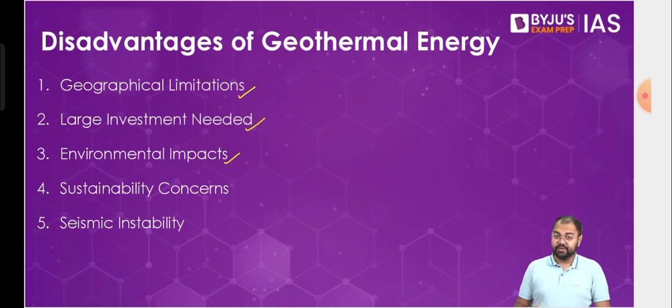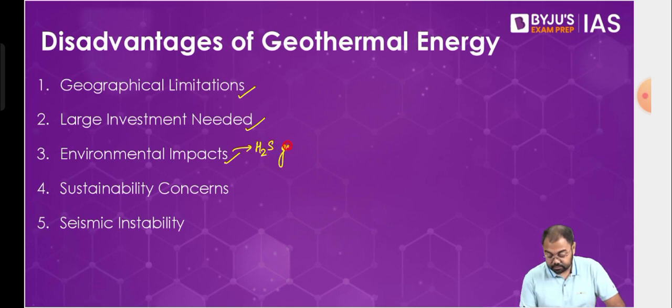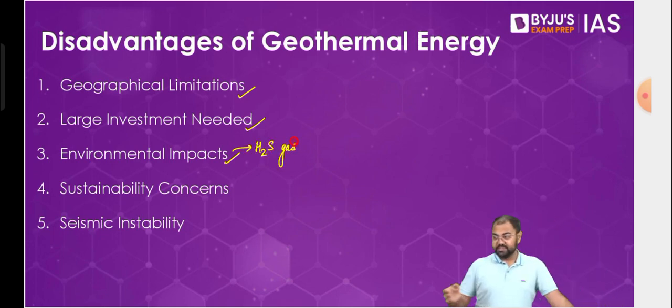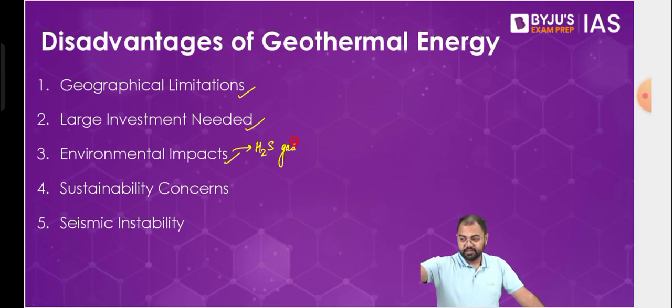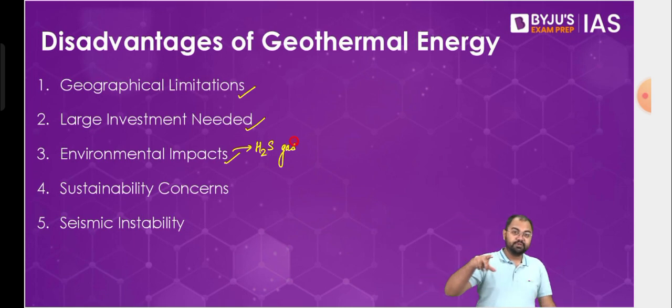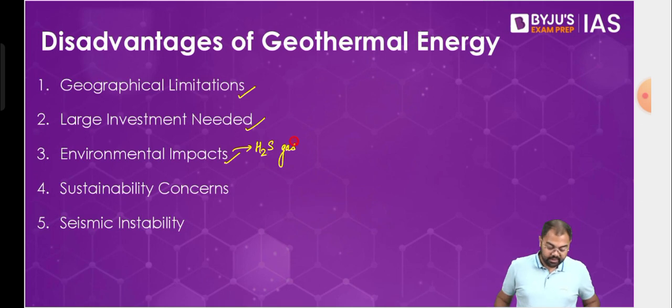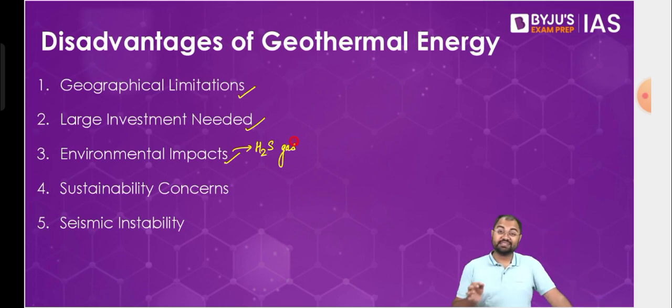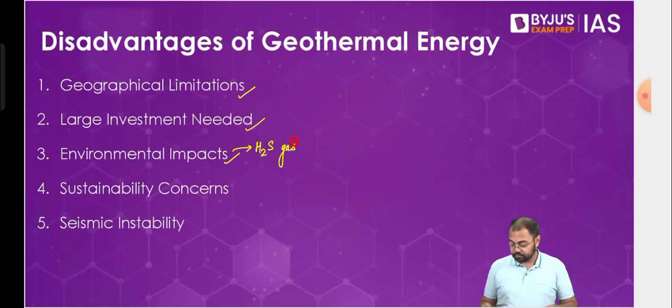Then there are chances of environmental impacts as well, that in many of these cases there are chances that hydrogen sulfide gas could be a byproduct, because you might know that these areas have a lot of sulfur. Right? These areas have a lot of sulfur, so from there the formation of hydrogen sulfide is possible. Then there are some sustainability concerns as well, whether these sources are sustainable or not, whether they can be here for a very long time or not.